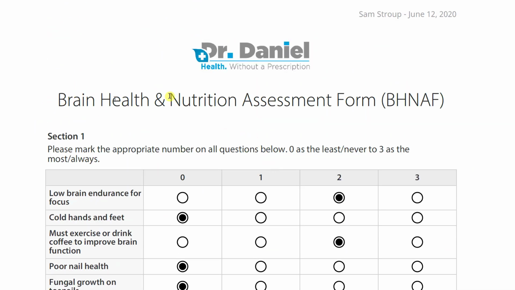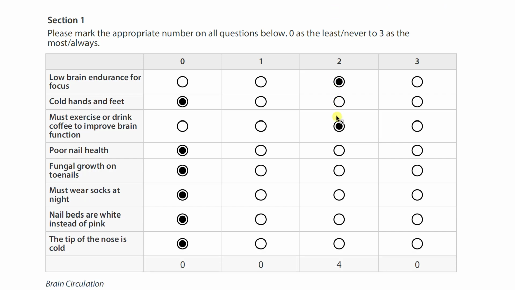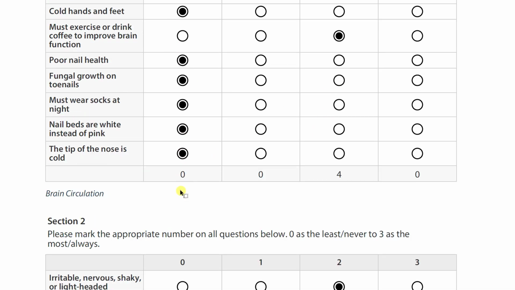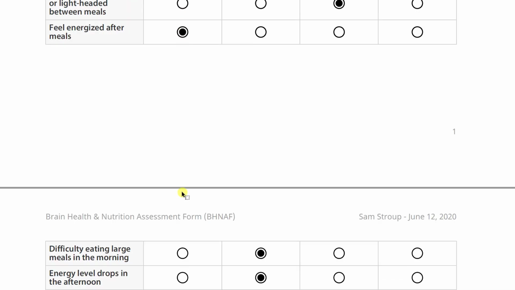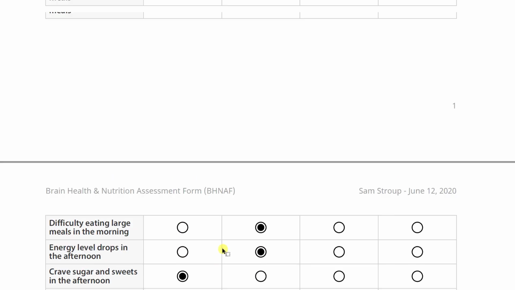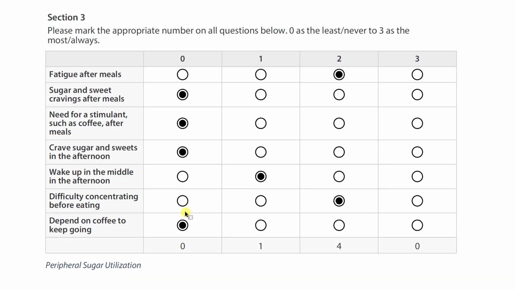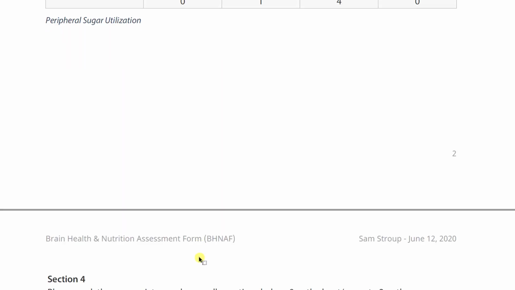Now, I had you fill out this brain health and nutrition assessment form to give me some additional data. Basically, if you see more bubbles on the left-hand side, it's not a dysfunction. If you see more happening towards the right, it's a serious dysfunction, and in through the middle is moderate. The first section here that you filled out has to do with brain circulation. You can see here that doesn't seem to be a problem. The second section here has to do with sugar metabolism. It looks like, again, you're more on the left-hand side, so no big deal there. This section here has to do with peripheral sugar utilization. Again, most of it is trending on the left-hand side, so no problems there.